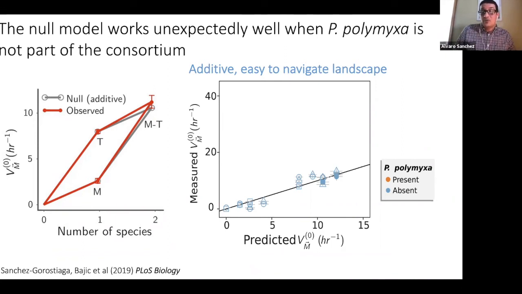So in other words, if you co-culture pairs, trios, four-member communities, and five-member communities that do not include this bacterium here, Paenibacillus polymyxa, and you compare the amylolytic activity of those consortia with the amylolytic activity of simply taking each of the bacteria growing separately in separate test tubes and combining the enzymes after they have grown, you get the same result, right? So it's as if they were not interacting in any way. So you get a very, very additive and easy to navigate landscape.